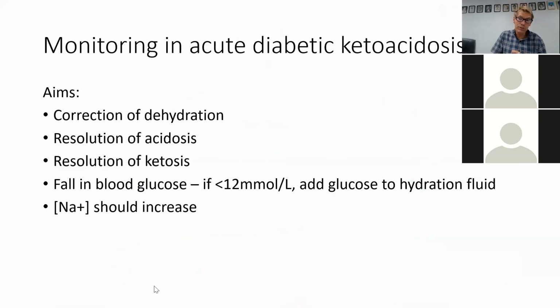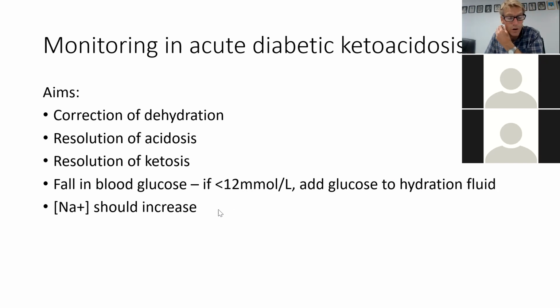Right? So it's important to understand the aims. I talked about this before, but we need to correct this child's dehydration. We need resolution of his acidosis and resolution of his ketosis. We need his blood sugar to fall, right? And when his blood sugar starts to fall to less than 12 millimoles per litre, then typically we add glucose to the hydration fluid. You do that rather than stop the insulin. Don't ever stop the insulin in a child with DKA, because they'll just become acidotic and ketotic again. If their blood sugar is getting lower, then add more glucose, okay?